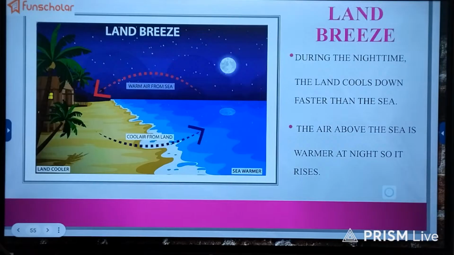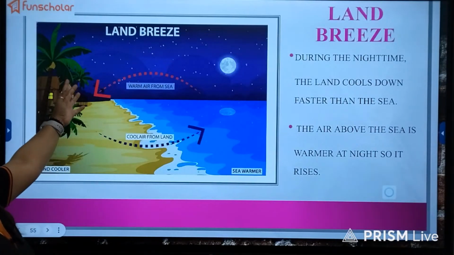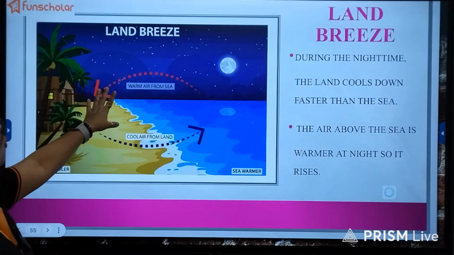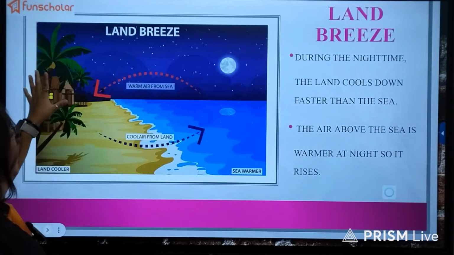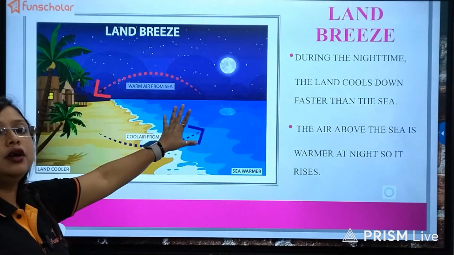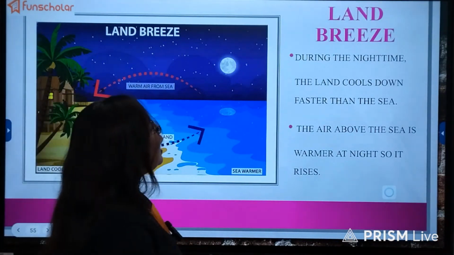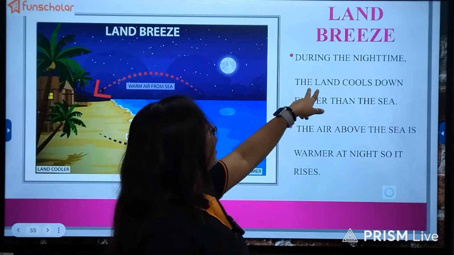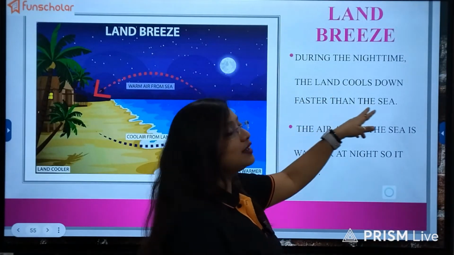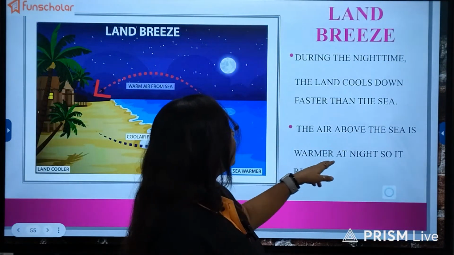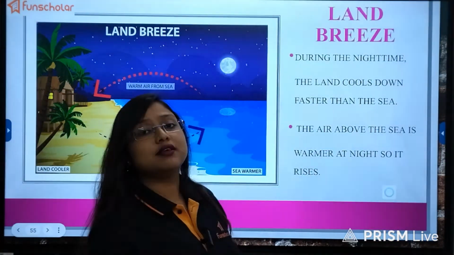Next is land breeze. Here you can see the picture. We are very clear from this picture that warmer air is coming from the sea and cooler air is going from the land towards the sea. So what is land breeze? During the night time, the land cools down faster than the sea. Next, the air above the sea is warmer at night, so it rises.